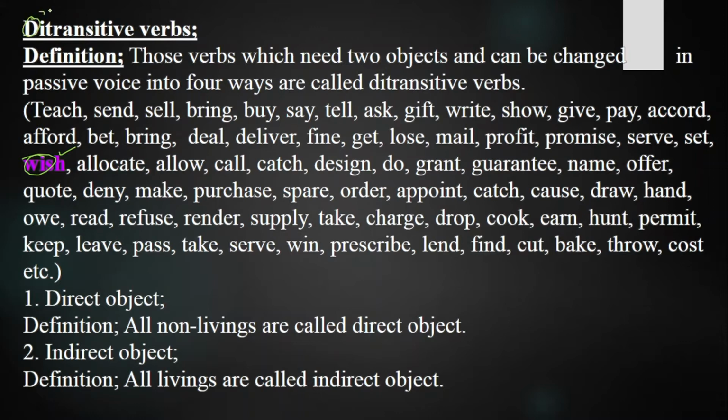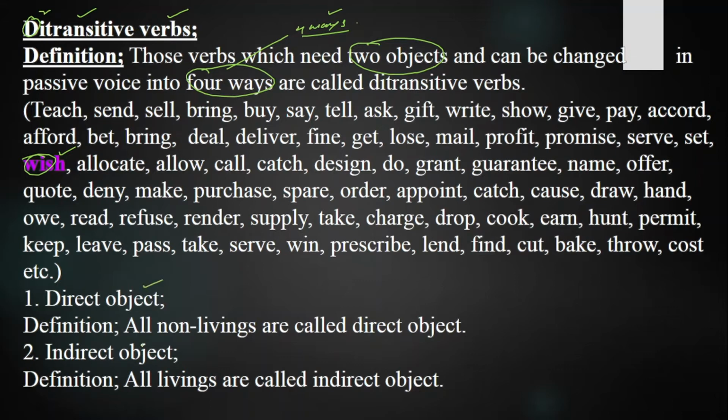Di means two, and transitive means a verb which shows an action and can be changed into passive voice. So those verbs which need two objects and can be changed into passive voice in four ways are called ditransitive verbs.